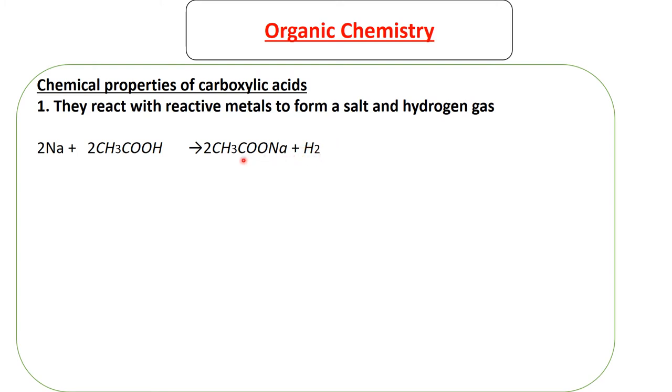Okay, this is what we expect from an acid reacting with a metal to form a salt and hydrogen. For example, sodium and hydrochloric acid, we expect them to form sodium chloride, which is a salt, and hydrogen is going to be given out.